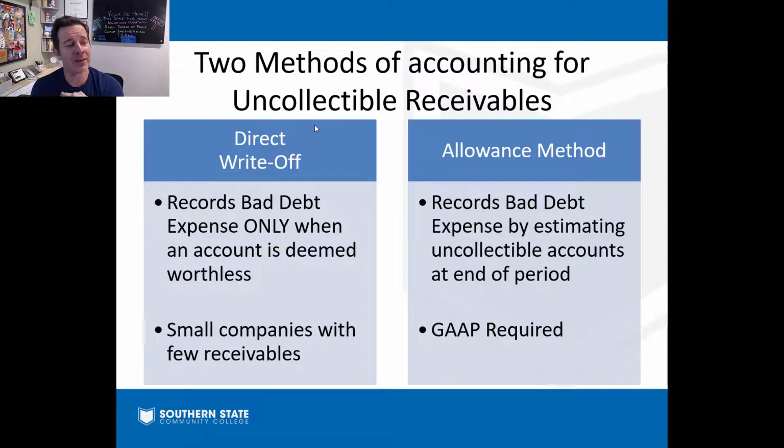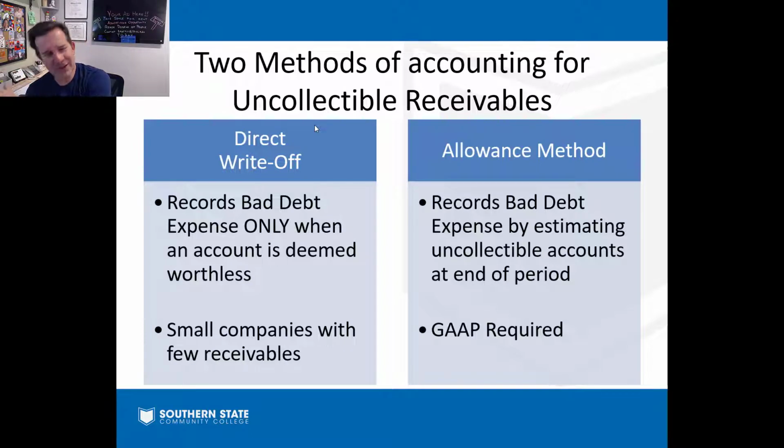And so as you can see there, it says we record bad debt only when an account is deemed worthless. Customer's gone bankrupt and they haven't paid for a number of years. Maybe they died. Who knows? We know for a fact they're not going to pay. We write off that debt. That is mainly used in small companies with very few receivables.